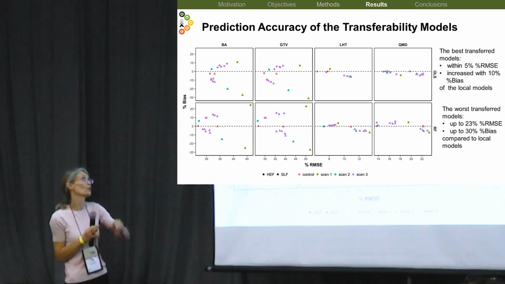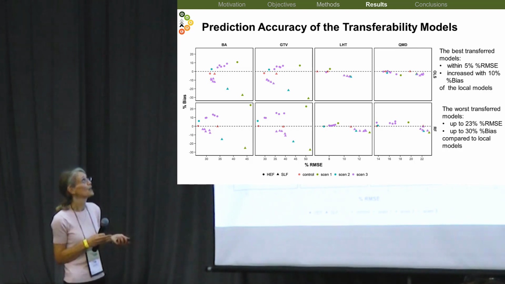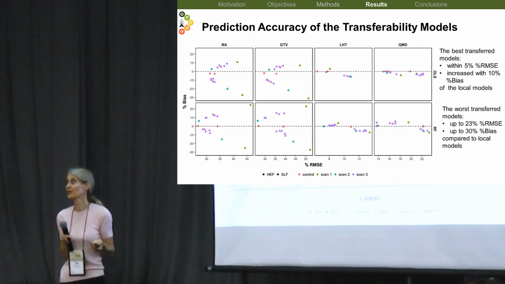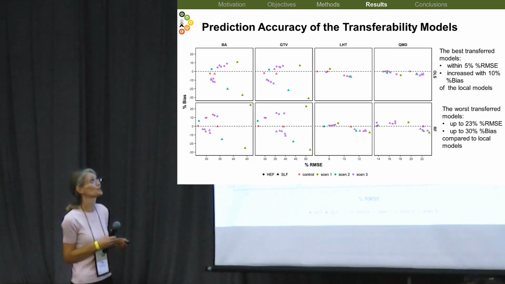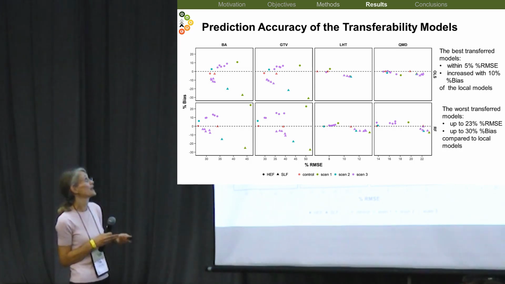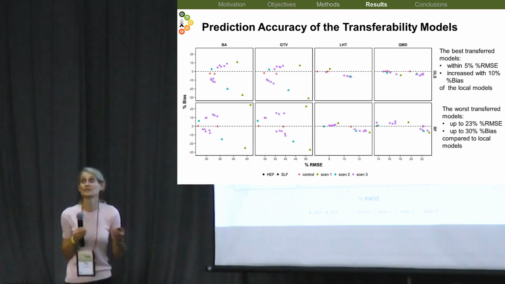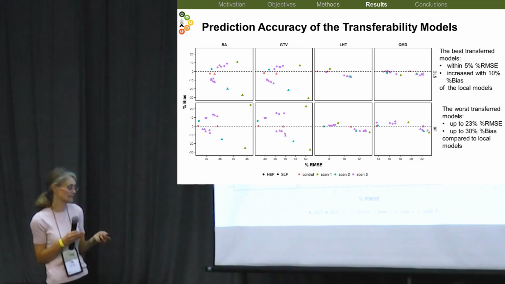So not to go over all of these results, but what we can derive from this, our main results were that our Lorey's height, not surprisingly, was our best model that we could transfer, followed by quadratic mean diameter. And in these two, basal area and total volume, we see something else happening, and we'll talk about that in the next slide.